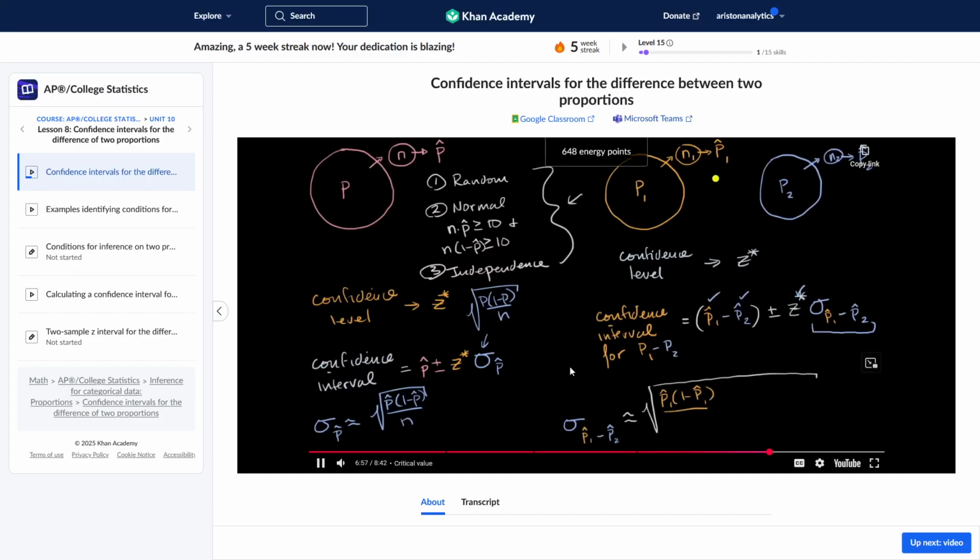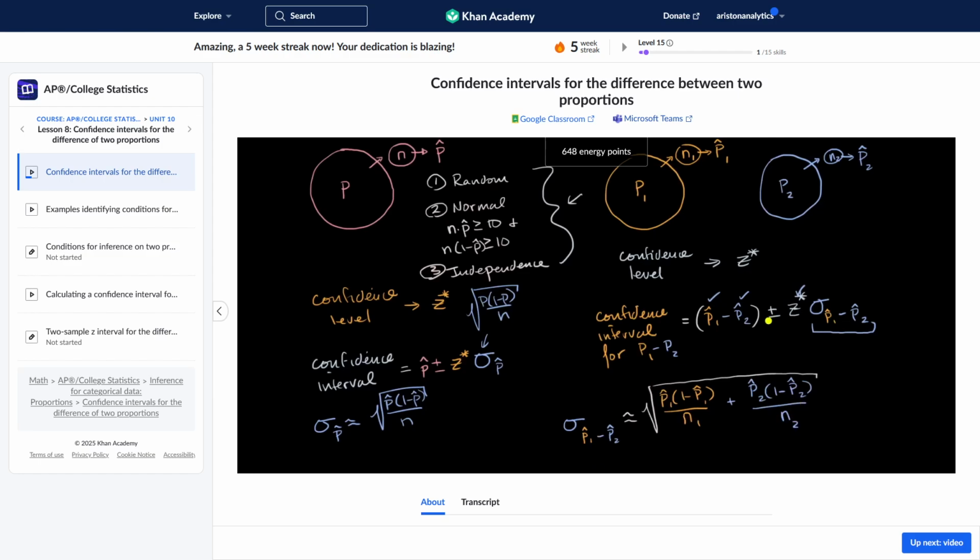P hat 1 over N1, plus P hat 2 times 1 minus P hat 2 over N2. And then you put that there, you have constructed your confidence interval.